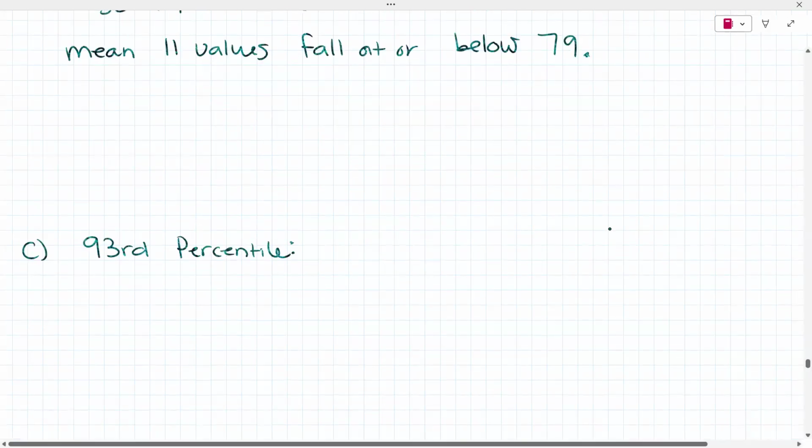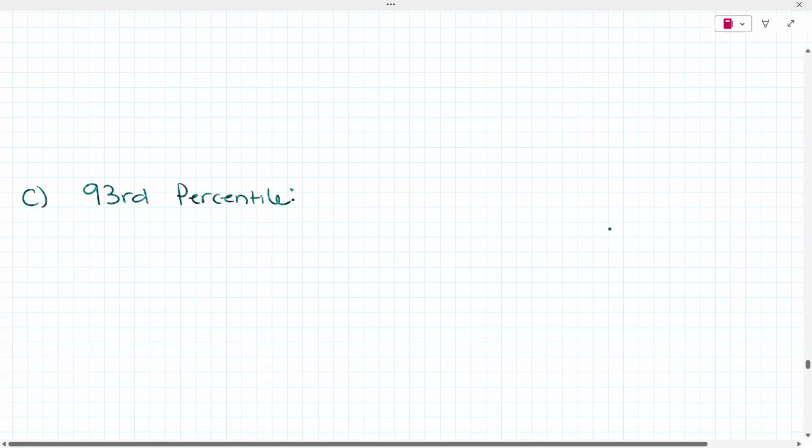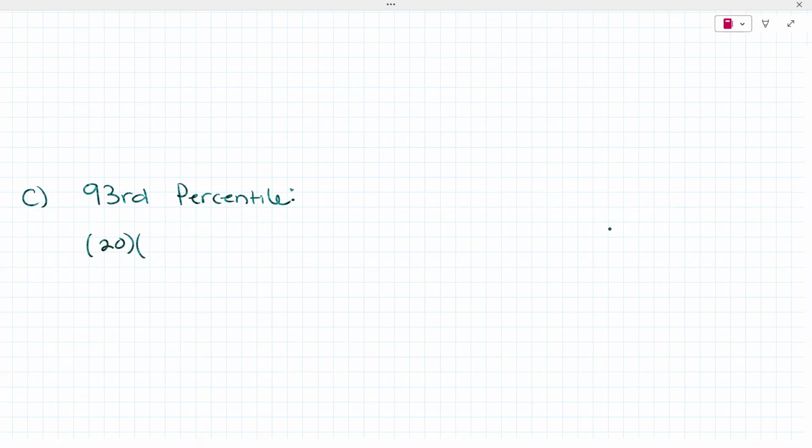Okay, what about C, the 93rd? So it's still number 20, and then 93% can be expressed as 0.93, and that is 18.6. So if you have a decimal, you do have to round because you can't go 0.6. So 18.6 rounded to a whole number would be 19.